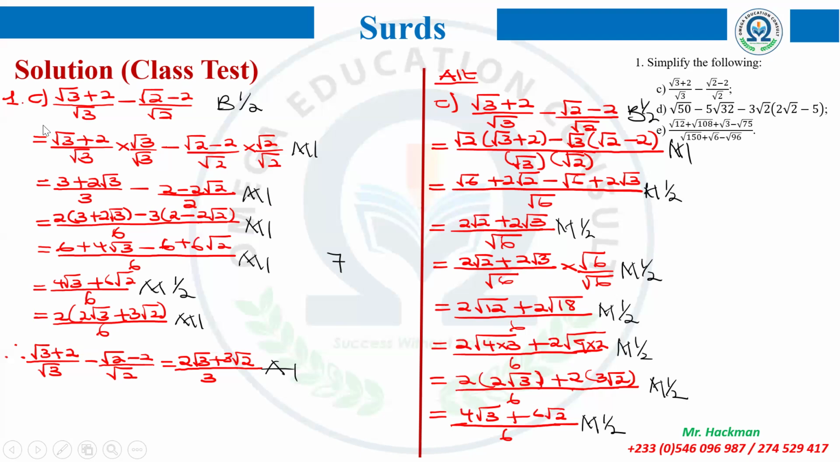So here, each of the terms in the numerator will multiply the root of 3. So it will be root of 3 times root of 3, which will give you root of 3 squared, which is 3. Then plus 2 times root of 3, and that will give you 2 root of 3. That's what I have here. Then root of 3 times root of 3, and that will give us root of 3 squared, which is 3. You come and do the same here.